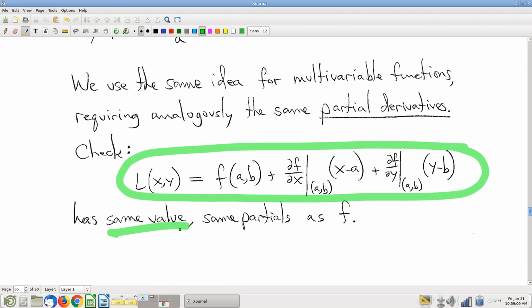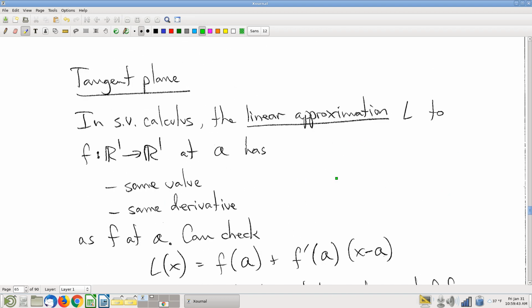And not only does this have the same value as f at (a, b), it also has the same partials as f at the point (a, b). Now there's two of them, right? So this has got the same x partial as f, and it's got the same y partial as f. So this is the linear approximation in the sense that this is the function that, in a linear sense anyway, most closely approximates this function f around that point. So straight up rip off of this idea extended to a multivariable setting.